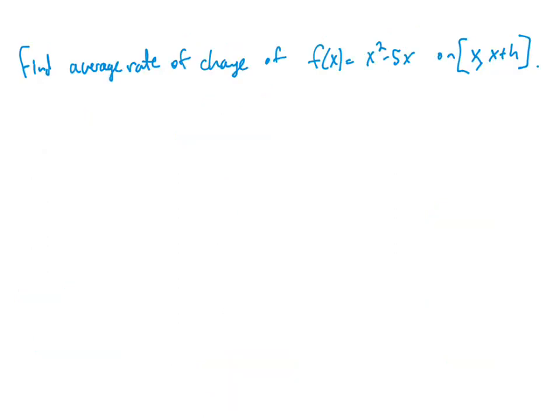All right, and then the last example says find the average rate of change of f of x equals x squared minus 5x on the interval x to x plus h. So this one is a little bit more theoretical, and this again is tying into what we'll see in calculus. So suppose I have some function. I don't really know what that function is. It's not this f of x, it's just a random function that I made up just now. And so what this interval is saying is x to x plus h.